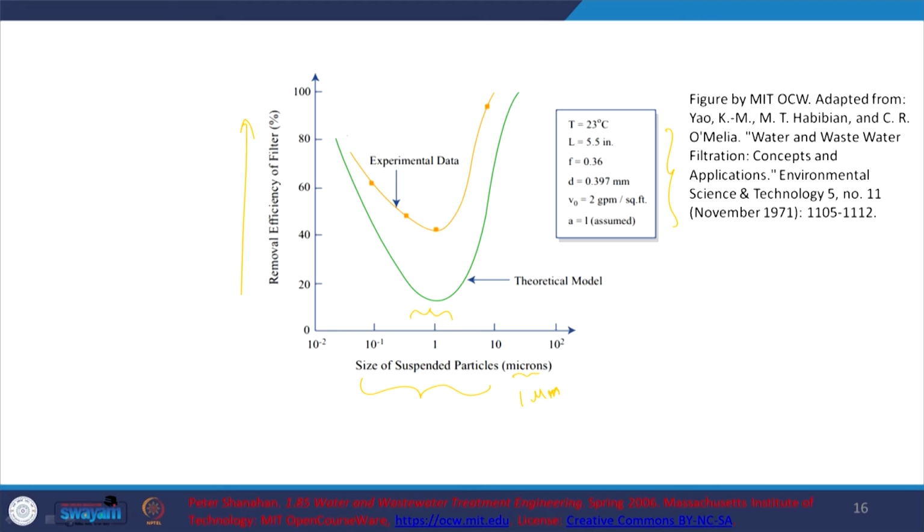So, experimental data and the theoretical model, what do they both predict? They both predict that the efficiency is lowest for sizes around 1 micron. Here again you can see an increase, but it does not mean it is going to keep increasing. There is obviously going to be a limit out here.